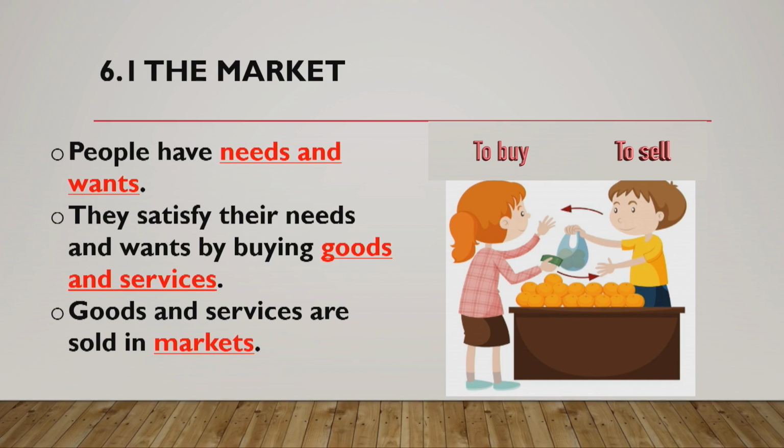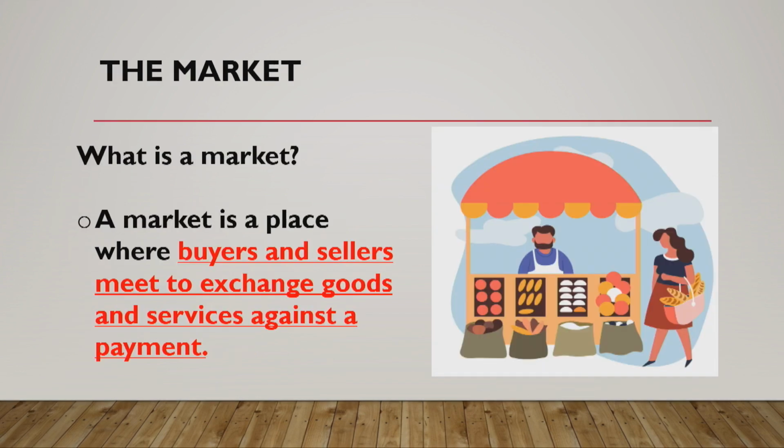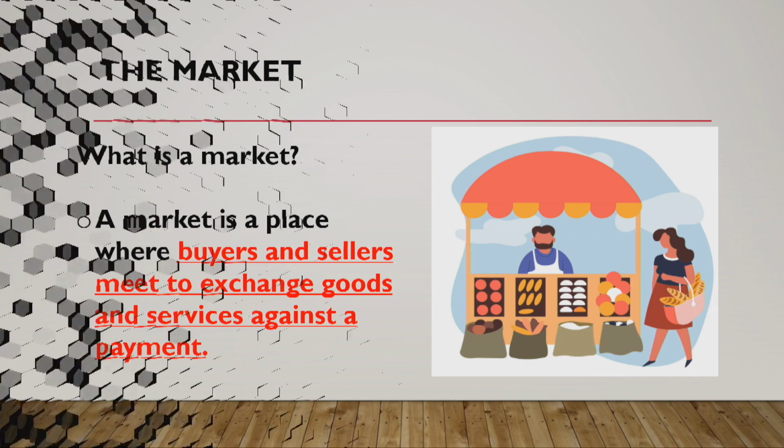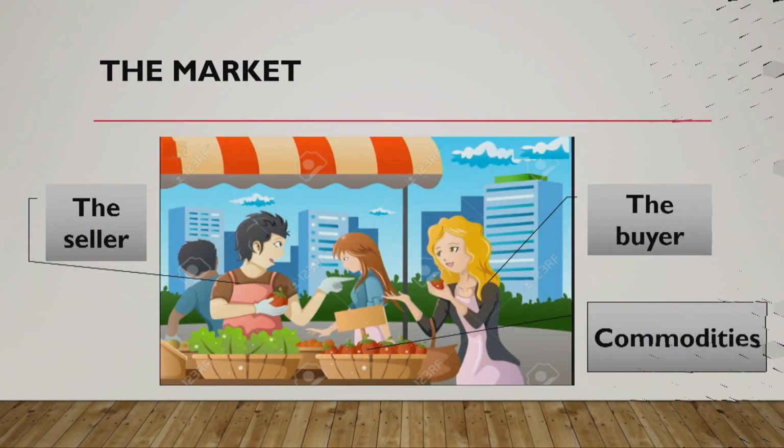What is a market? People have needs and wants. They satisfy their needs and wants by buying goods and services. Goods and services are sold in markets. A market is a place where buyers and sellers meet to exchange goods and services against a payment. Here is an example of a market where you will find the seller, the buyer, and commodities.